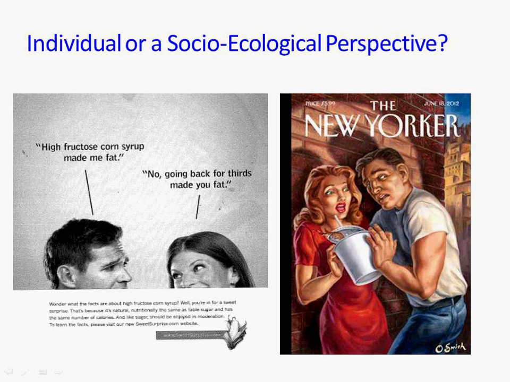There's sort of this tension in the literature around individual models or socio-ecologic perspectives, and I have this kind of cartoon, but it's actually an advertisement slide from a corn industry promotional piece. A man says, "High fructose corn syrup made me fat," sort of calling out structural determinants of health, and a woman says, "No, going back for thirds made you fat."